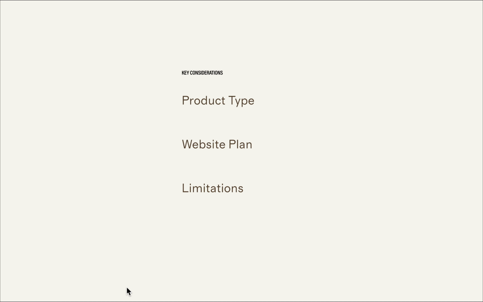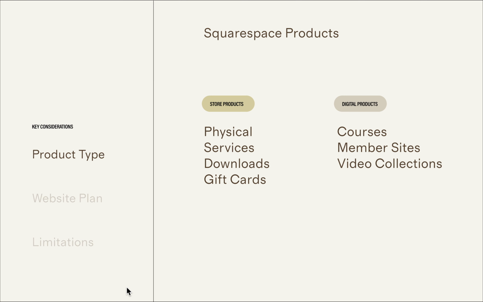But before you get started, I'd like for us to consider the following. First is the product type. Since the launch of courses, there are now two main categories of products that you can sell on Squarespace. One is what I call the store products, and these are products that allow multiple items to be added to cart. This includes physical products, services, gift cards, and downloadables.